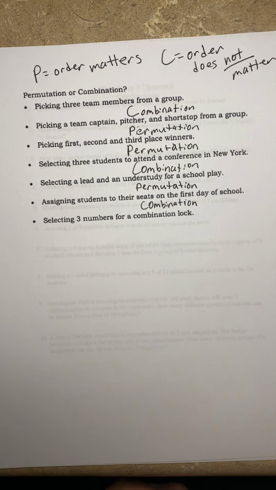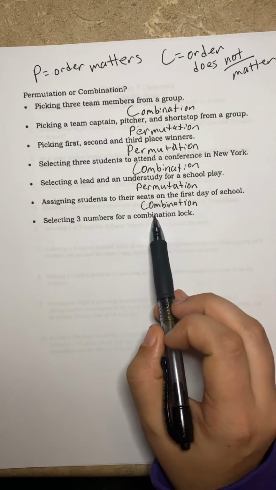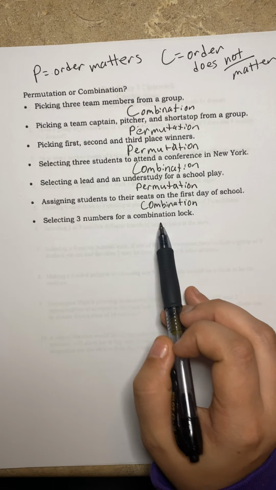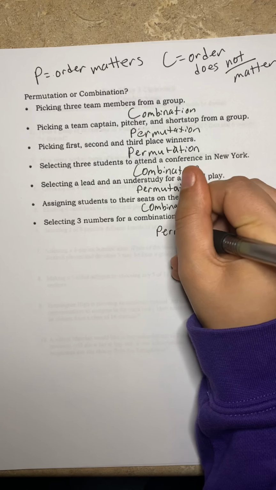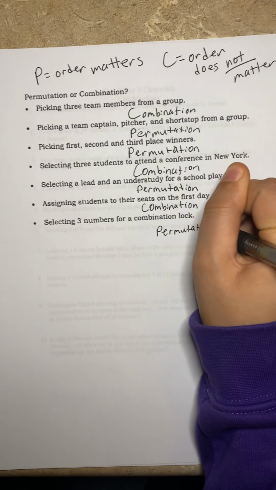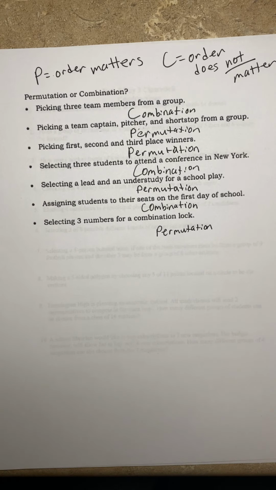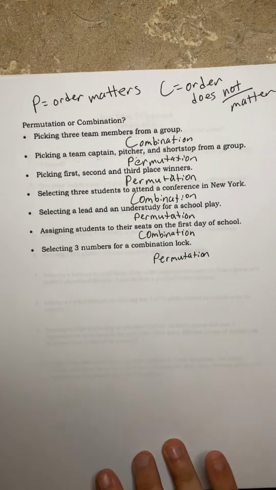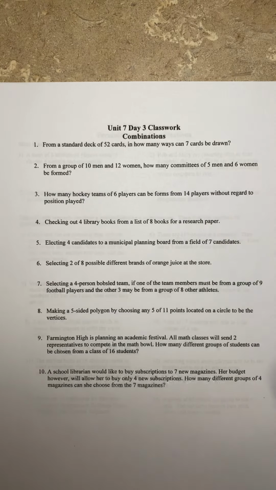All right, and then selecting 3 numbers in a combination lock. Does it matter which 3 numbers I put in for my combination lock? Well, yeah, because if 1, 2, 3 is what unlocks it and I put in 3, 2, 1, is it going to unlock it? No. So this combination word tricks you up because technically it is a permutation, because it matters how you put the numbers in that lock. All right. So that's the notes for day 3 for combinations.